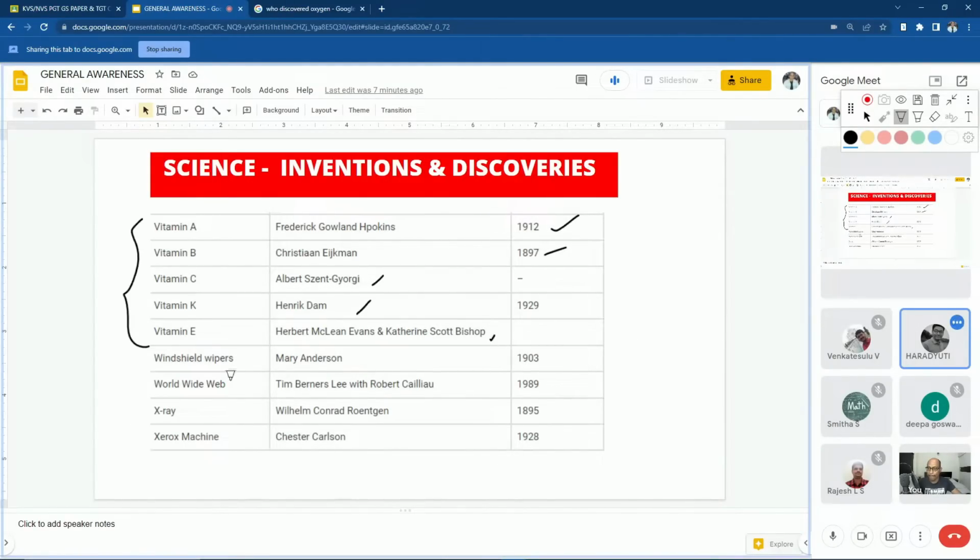Right. Next, windshield wipers, Mary Anderson, 1903. World Wide Web, Tim Berners-Lee with Robert Cailliau, 1989. X-ray, Wilhelm Conrad Röntgen, 1895. Xerox machine, Chester Carlson, 1928. Right. Next one.